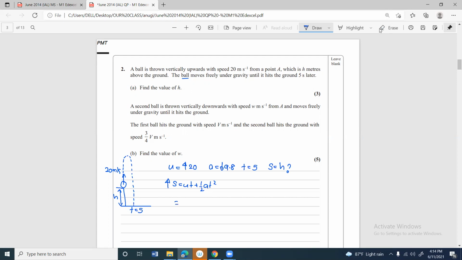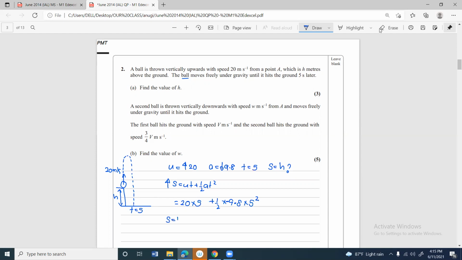Then u is 20 times 5 plus half into minus 9.8. The reason is that this is downwards, but we consider upwards as positive, into 5 squared. If you substitute it, you get the answer S.